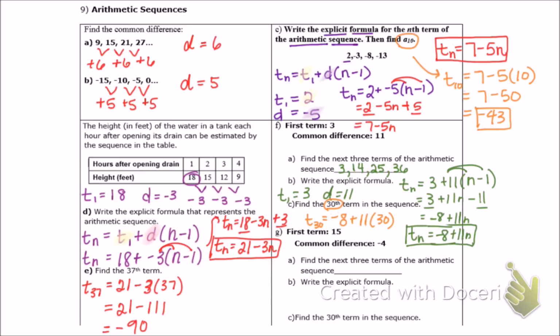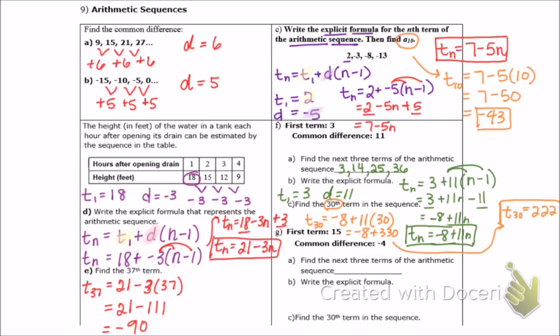And now we just need to do the math here. So this is going to equal negative 8, and then 11 times 30 is 330. And then when I put those two numbers together, I get negative 8 plus 330 is 322. So over here, our 30th term is 322.